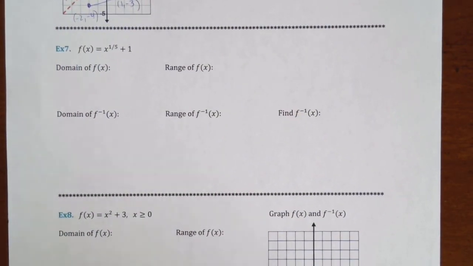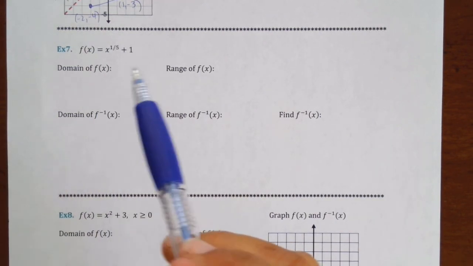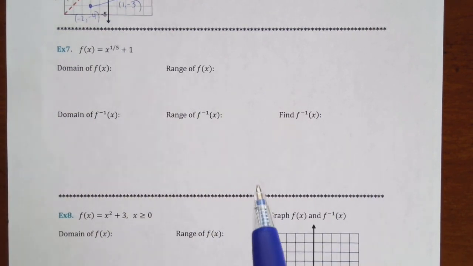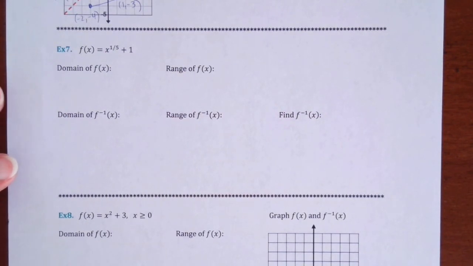All right, example 7, we're going to find the domain and range of the function, and then find the inverse. So these are good problems. I like to go over these with you because you don't have to do these in the order that they're given, okay? So, hopefully by now you can find the domain of any function. We've been working on that.